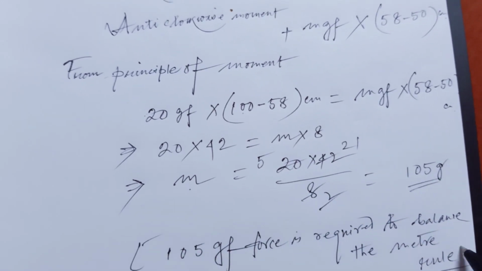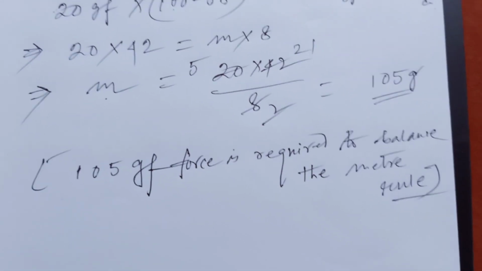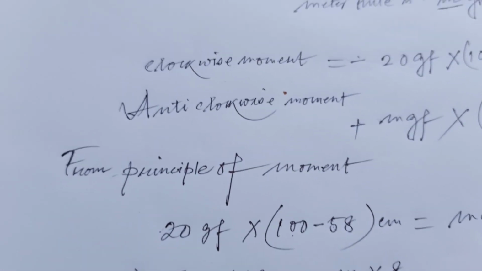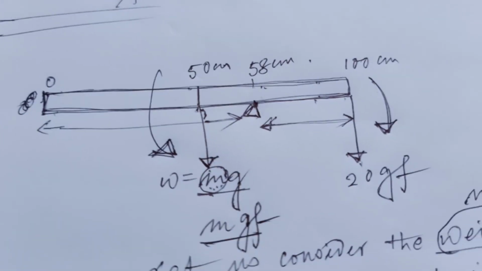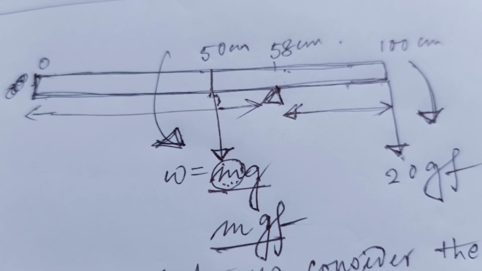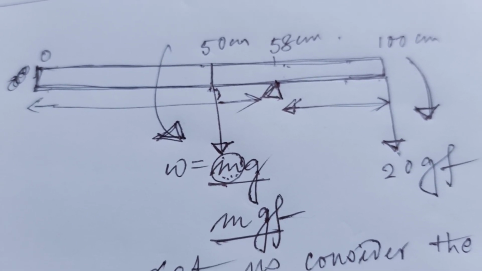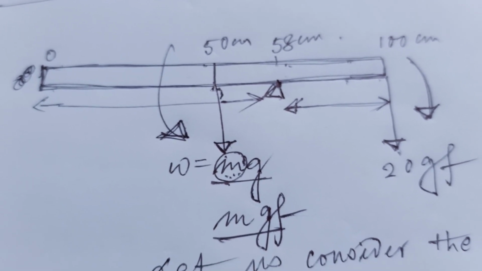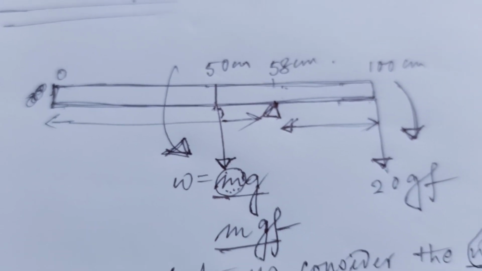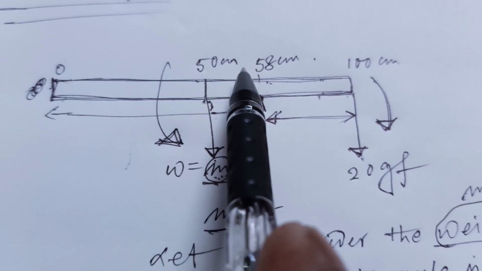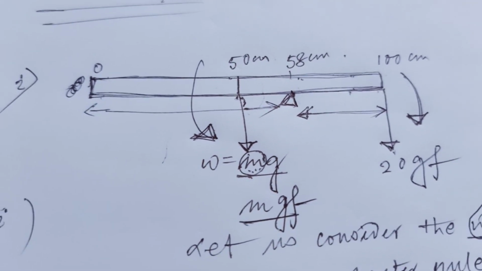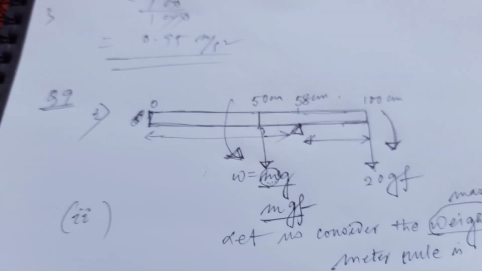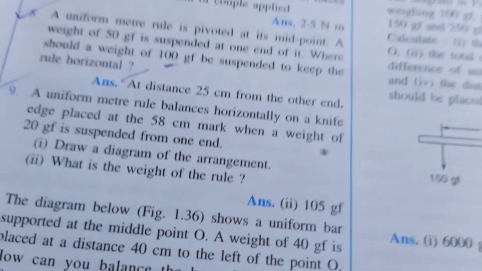Okay, so these are the concepts of the meter rule, and the main concept is that you have to think that the average total force, or weight, of the meter rule acts at the 50 centimeter mark, since this is the meter rule. So that is the main concept for all the numericals related to it. The weight of the meter rule acts at the center of gravity.